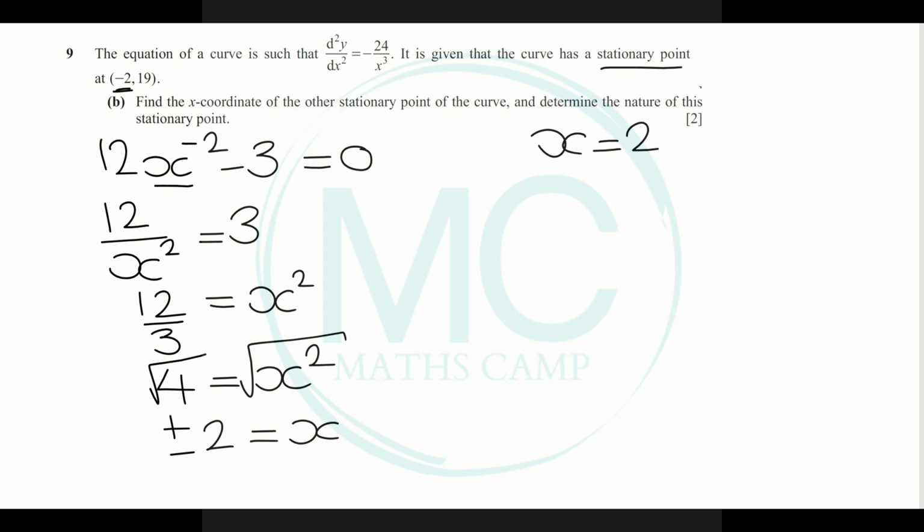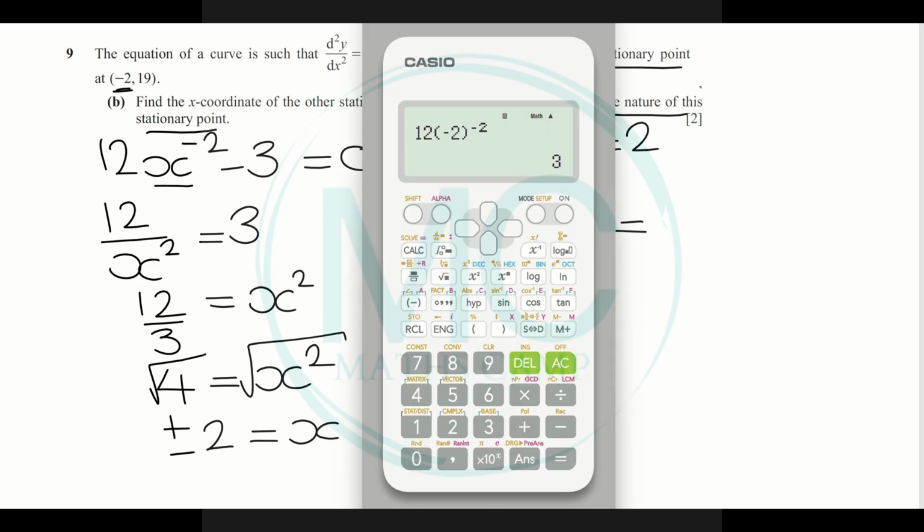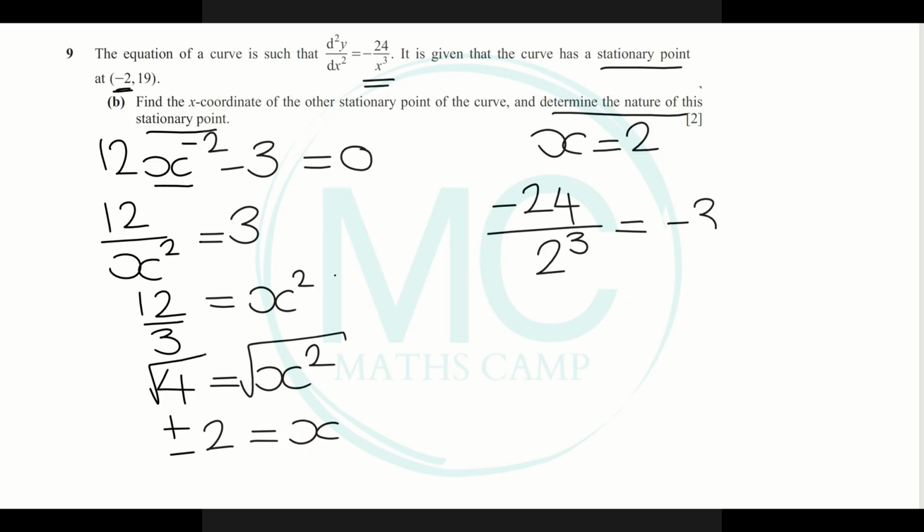The question asks us to determine the nature of the stationary point. The nature means whether or not the point is the maximum or minimum turning point. And to determine the nature, we need to substitute 2 into the equation of the second derivative, which we've been given in the question. So I can say -24 over 2 cubed is equal to, let's take the calculator, -24 divided by 2 cubed is equal to -3. The second derivative is equal to -3. -3 is smaller than 0, which means that this has to be our maximum turning point.